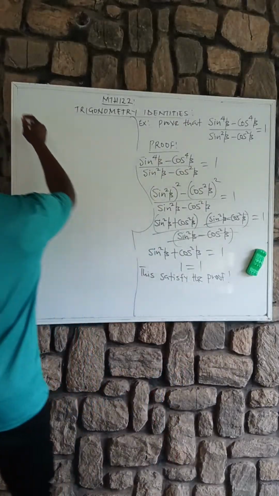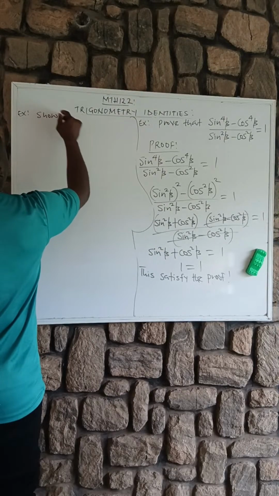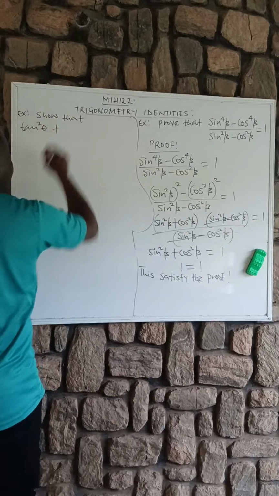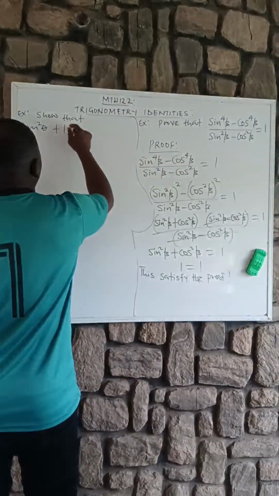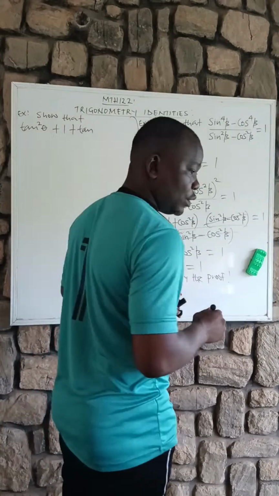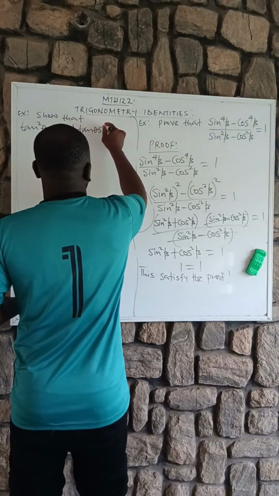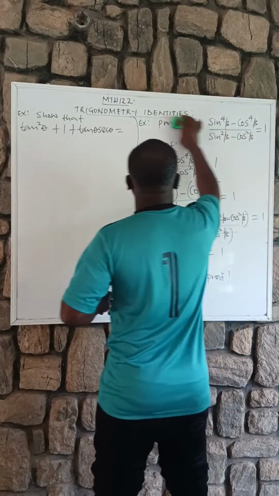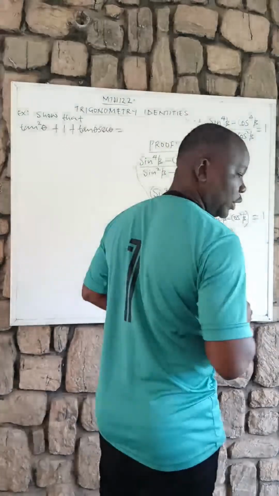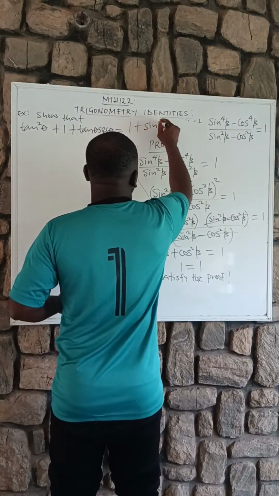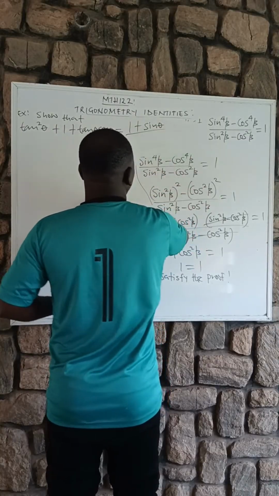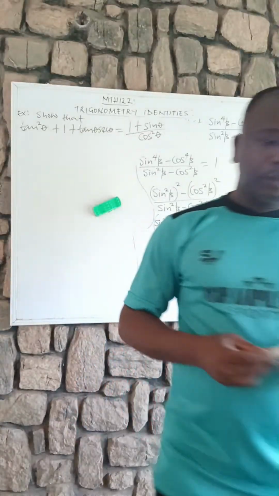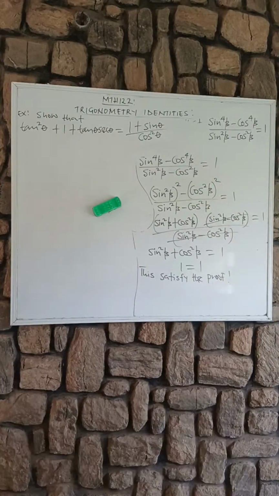Show that, as an example, tan square theta plus 1 plus tan theta sec theta equals 1 plus sine theta all over cos square theta. It's as simple as ABC.